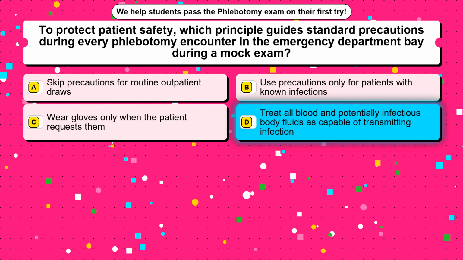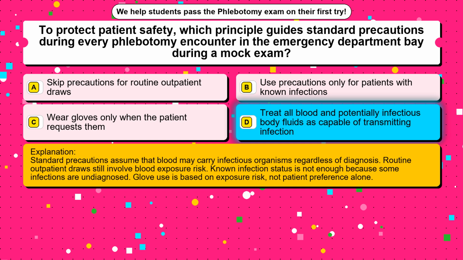The correct answer is option D. Treat all blood and potentially infectious body fluids as capable of transmitting infection. Standard precautions assume that blood may carry infectious organisms regardless of diagnosis. Routine outpatient draws still involve blood exposure risk. Known infection status is not enough because some infections are undiagnosed. Glove use is based on exposure risk, not patient preference alone.